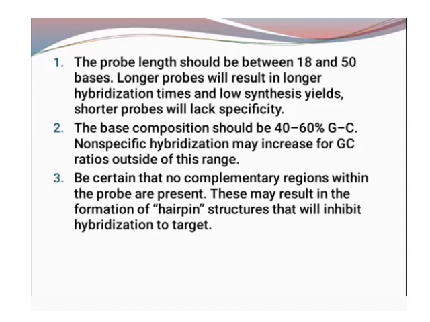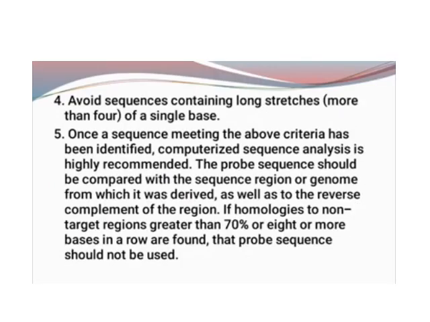Number 2: the base composition should be 40 to 60% GC. Non-specific hybridization may increase for GC ratios outside of this range. Number 3: be certain that no complementary regions within the probe are present. These may result in the formation of a hairpin structure that will inhibit hybridization to targets. Number 4: avoid sequences containing long stretches, more than 4, of a single base.